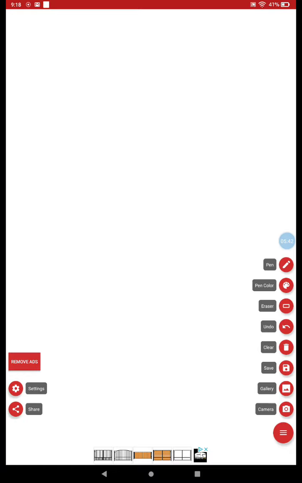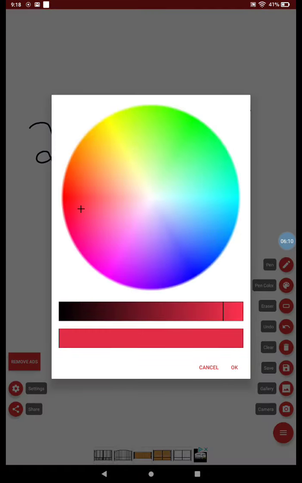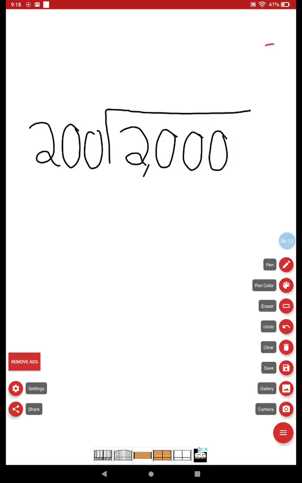All right, I am going to put 2,000 in the box. And I'm going to put 200 outside of the box. Now I'm looking for the quotient. What's my answer? Okay, well, what are my steps again? Let's write them off to the side. Divide, multiply, subtract, and bring down.